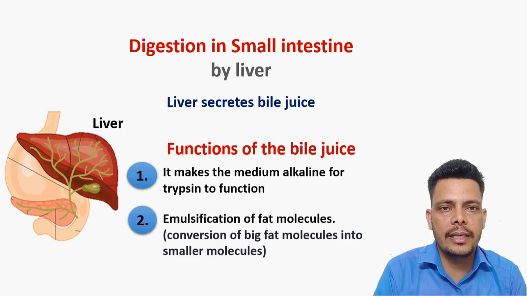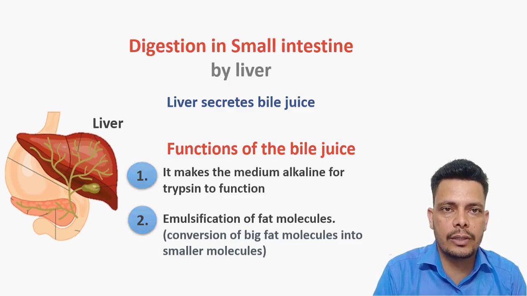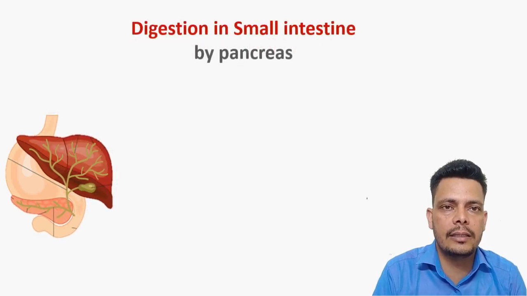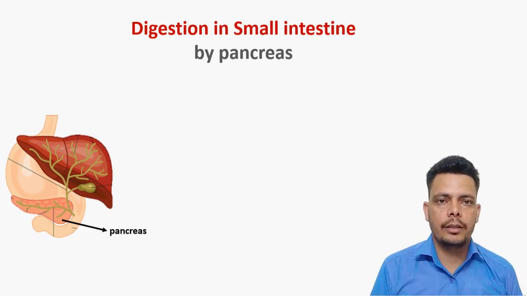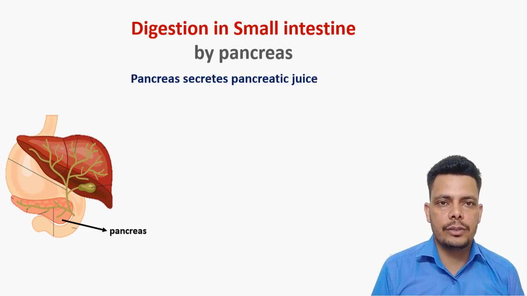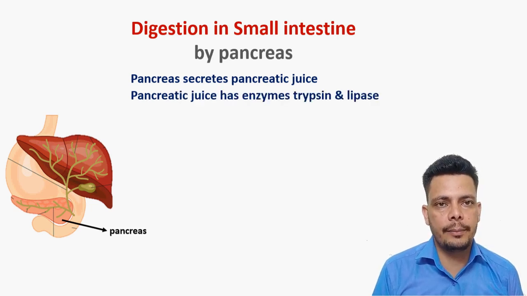Then there is the pancreas. This is also a gland present side by side with the liver, and it secretes the pancreatic juices. In pancreatic juices, there are two enzymes. First is trypsin, the second is lipase.